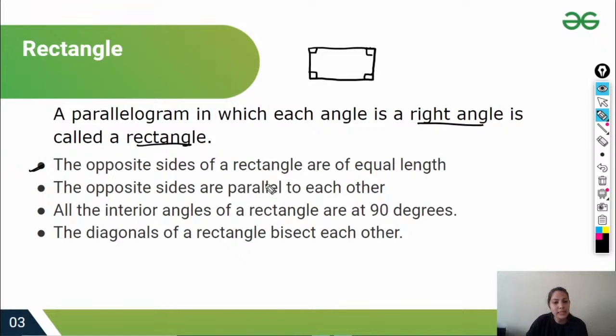Now, opposite sides are parallel to each other. You can see over here. All the interior angles are like 90 degree. This is a very important property. Now, diagonals of rectangle also bisect each other.